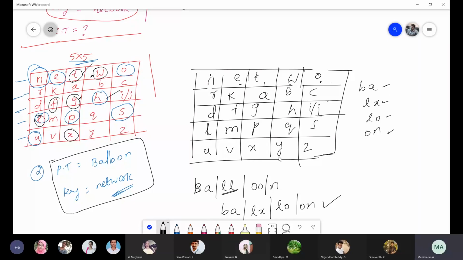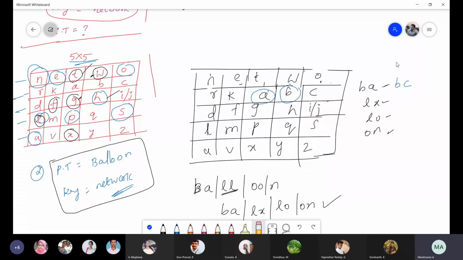Check it. BA. B and A. Where is B? B is here and A is here. What happened here? Both are in the same row. Same row. In this case, what is the rule saying? If they are in the same row, then replace them with the rightmost letters. So rightmost letter means what? What is the rightmost letter for A? B, C. What is the rightmost letter for B? C.